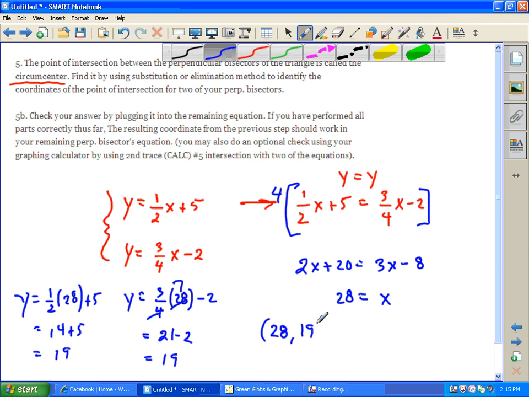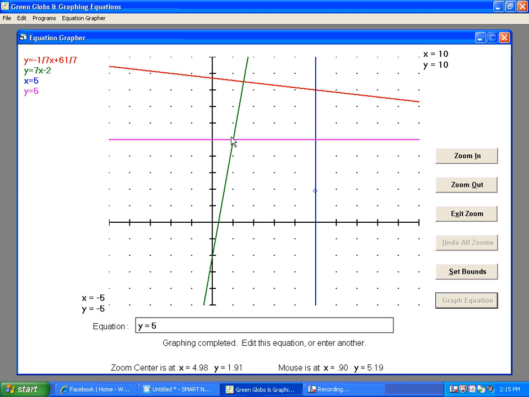What I want you to do is find it using algebra, and then check your answer by plugging it into the remaining equation. Because you actually have a system of 3 equations, you only need to use 2 equations to find the solution, but check it by plugging it into the third equation. If you did it right, it'll work in all 3 equations, and it will match. This point here will match the point of intersection here, or wherever it is on yours.